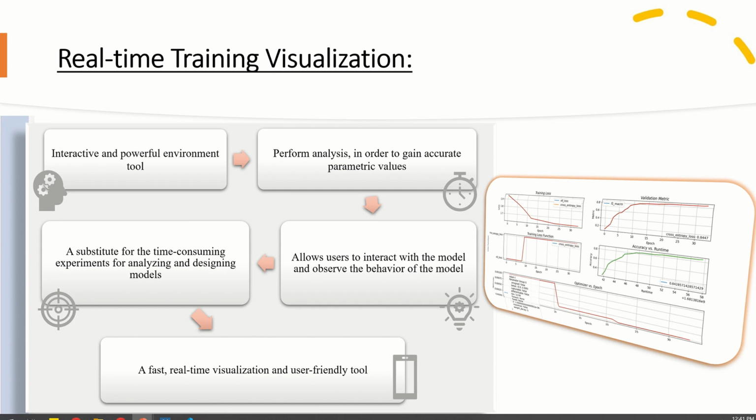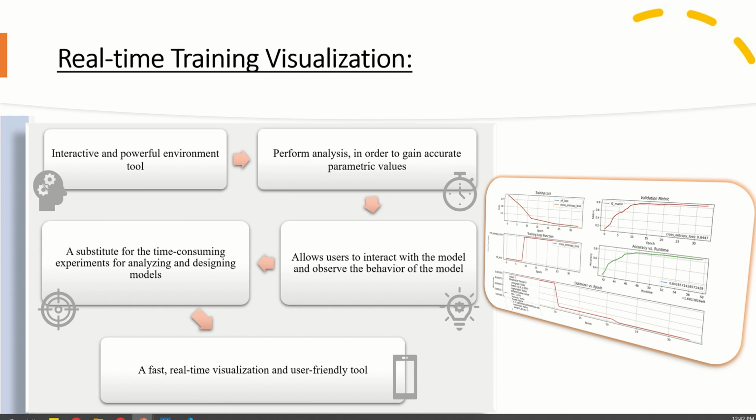So what we are offering is a real-time training visualization tool, an interactive and powerful environment tool to perform analysis in order to gain accurate parametric values. The user can get the accurate set of parametric values, and interact with the model and observe its behavior at runtime. It is a substitute for time-consuming experiments for analyzing and designing the model.